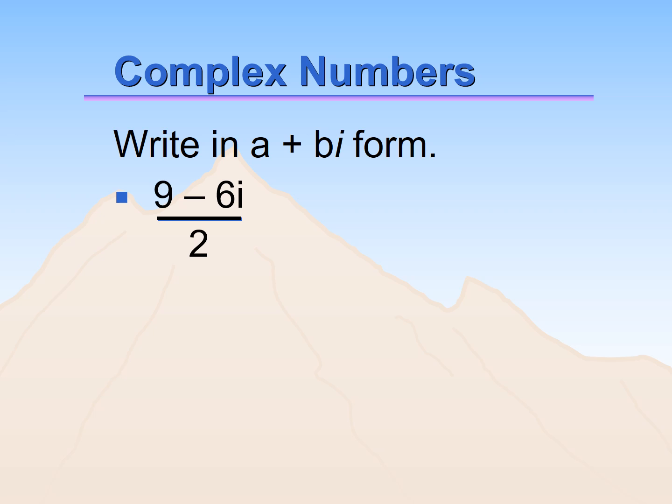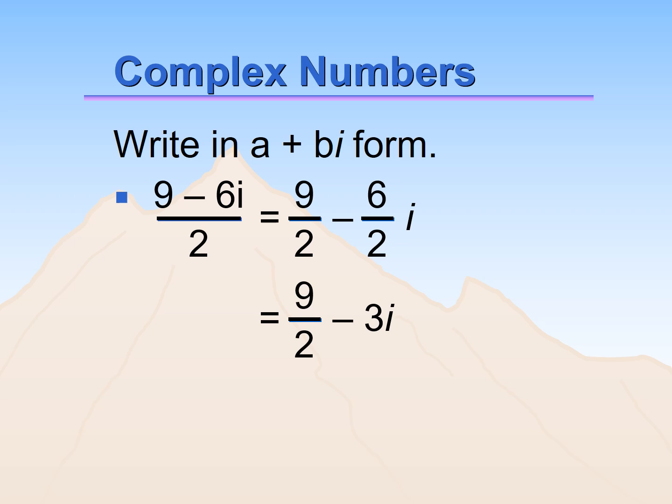And the way that you do that is that you separate the quotient. So for example, this will become 9 over 2 minus 6 over 2i. Notice that the denominator just got split. So you have your a part, your real part, and you have your imaginary part. Notice that we kept the operation of subtraction in between them. From here, you'll try to simplify. 9 over 2 is already simplified. However, 6 over 2 will reduce to 3, which gives us our answer 9 over 2 minus 3i, which is now written in a plus bi form.